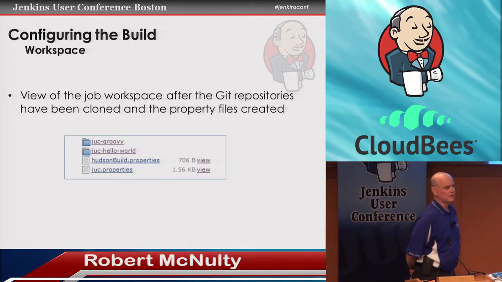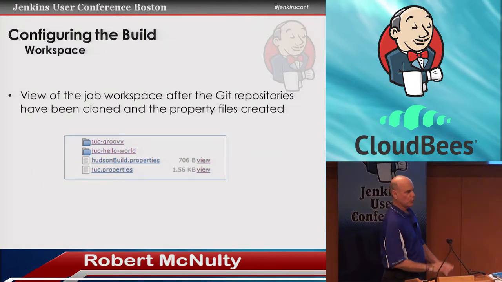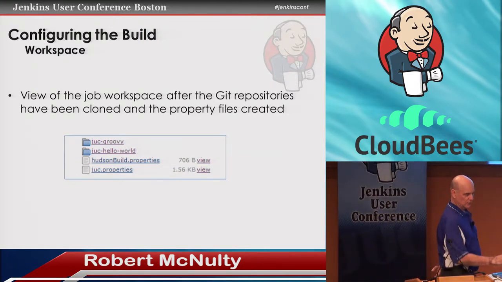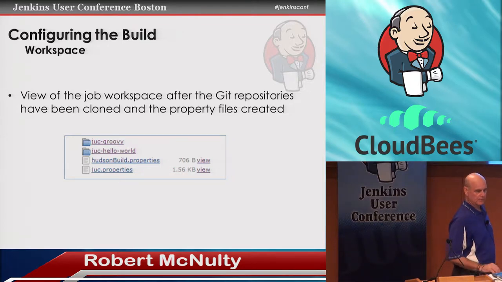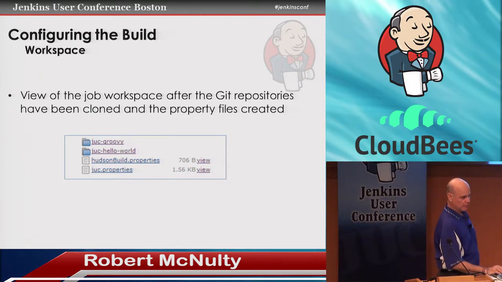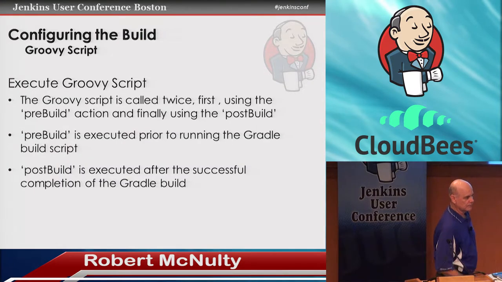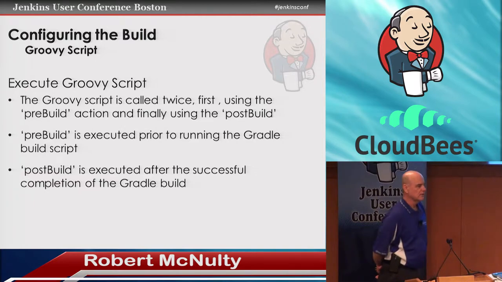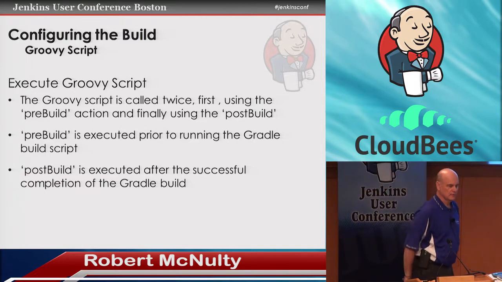Now, this is a view of the workspace up to the point of what we've operated so far. You have your Groovy subdirectory containing the Groovy source scripts. You've got your Hello World, which is the project the developer works on. There's your hudsonbuild.properties and the juc.properties, which is our main properties file we will be passing back and forth. Now everything seems to be initialized. Now it's time to execute the first Groovy script.